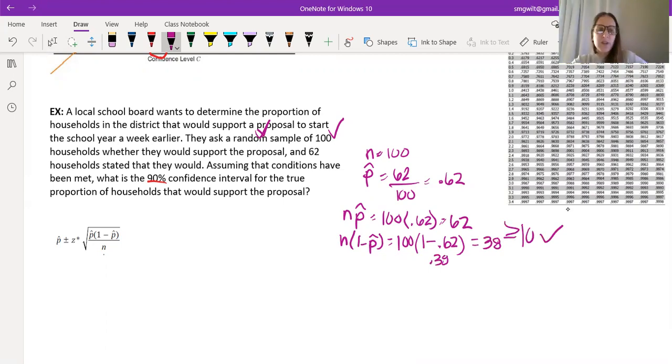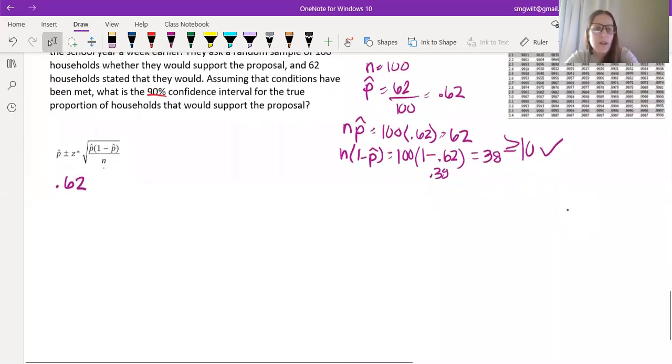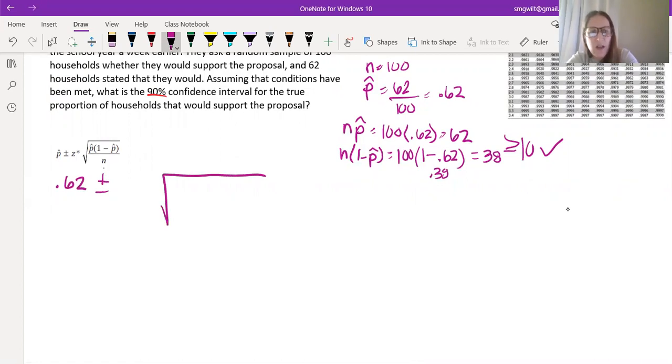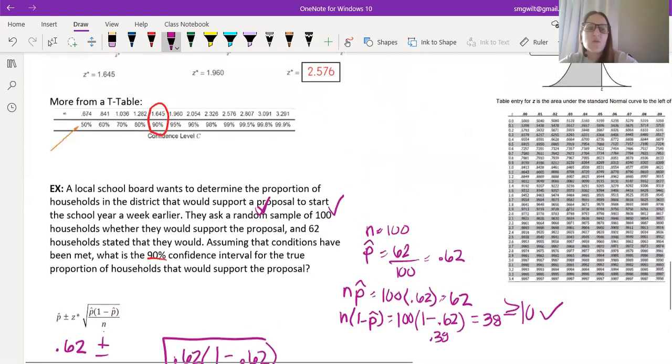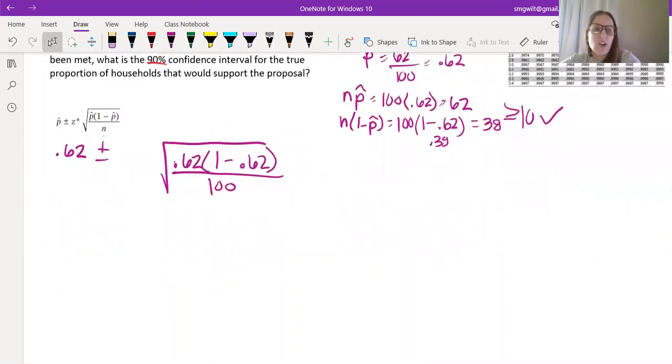So if we're looking at our formula, we know p hat. So p hat is 0.62, plus or minus, we need to figure out what z star is, times the square root of 0.62 times 1 minus 0.62 divided by 100. So our last step is to find z star. Remember, we talked about using this from the t-table. Z star is 1.645.